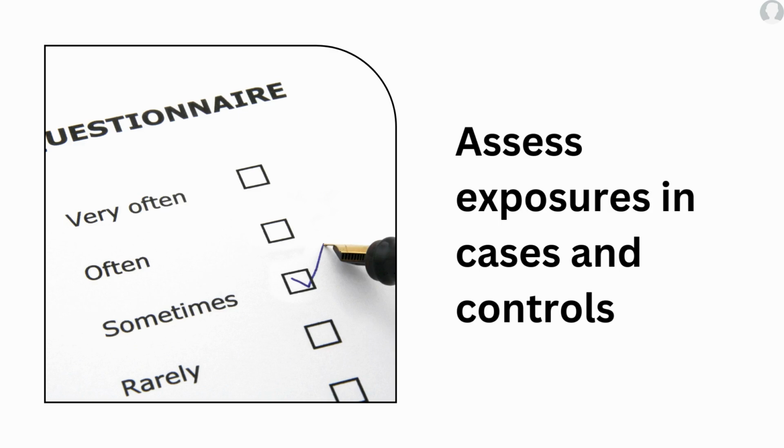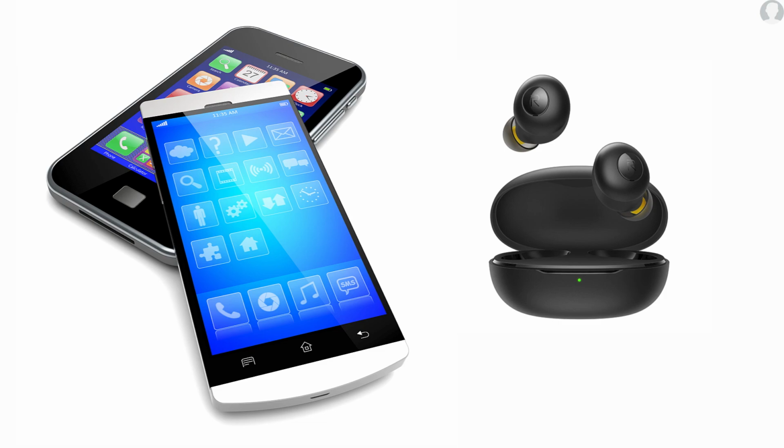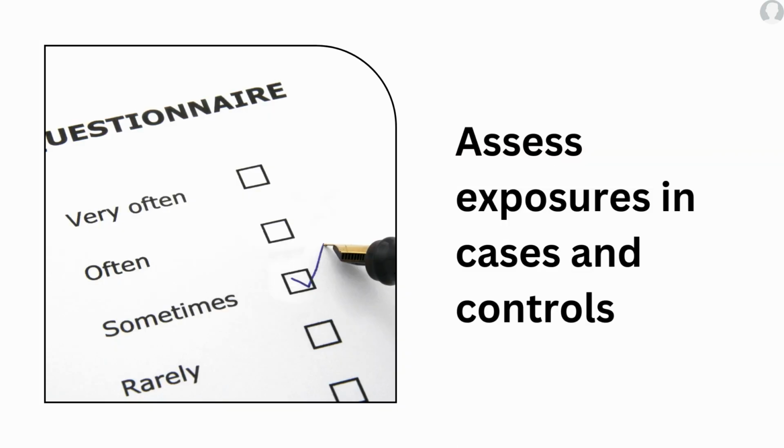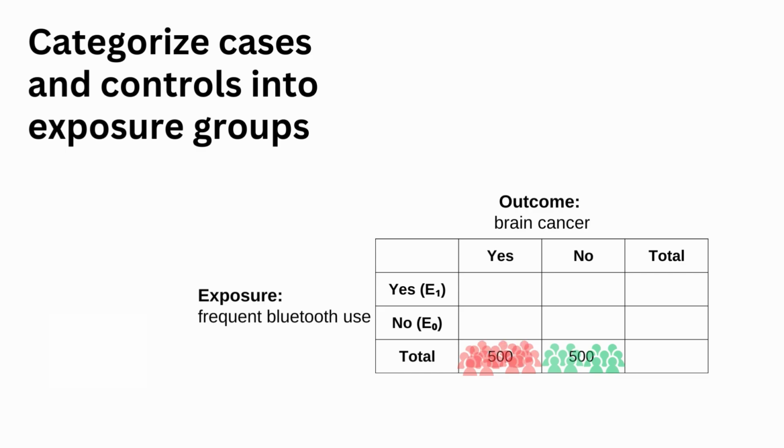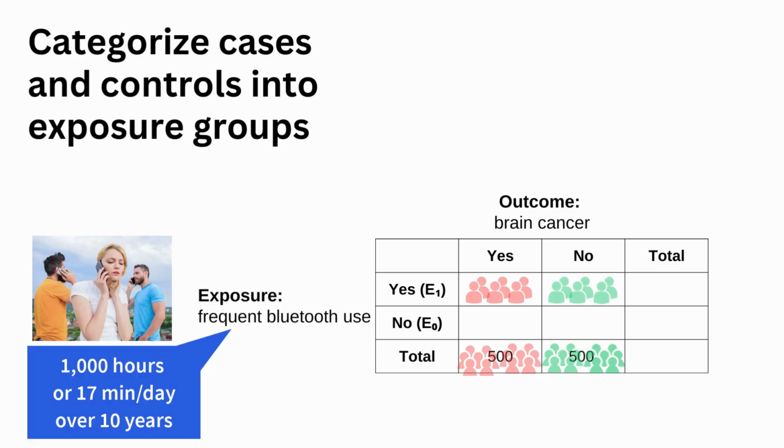After cases and controls are recruited, researchers ask each group about their history of Bluetooth exposure through interviews or questionnaires. They would probably assess multiple types of Bluetooth exposure, cell phones, earbuds, etc., and they would assess the frequency with which these items were used. Next, researchers would categorize cases and controls according to the total amount of Bluetooth exposure they experienced. Some studies have classified people as having frequent exposure if they've had 1,000 hours of lifetime cell phone use where they're holding the phone to their ears, or about 17 minutes per day over a 10-year period.